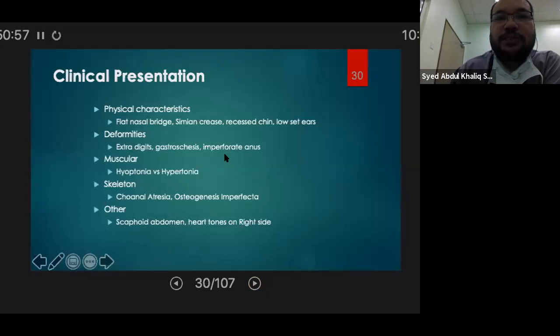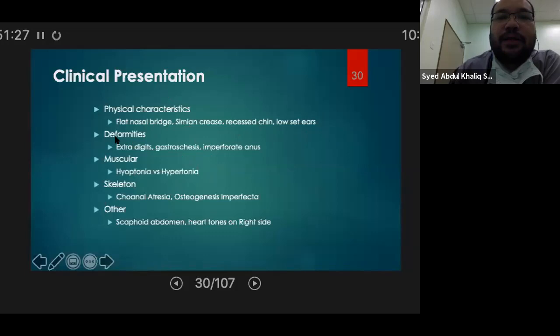Okay. Sometimes children with, whether there's any syndromic features: flat nasal bridge, simian crease, single palmar crease, recessed chin, low set ears. So sometimes these are features of Down syndrome. Down syndrome is also associated with PPHN.